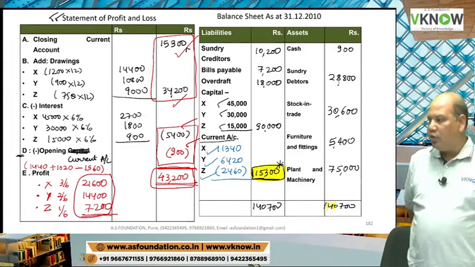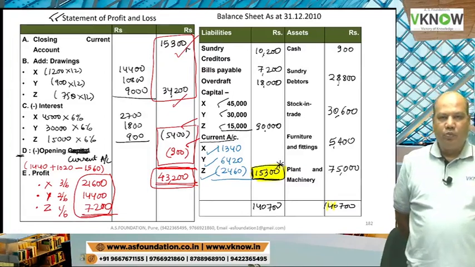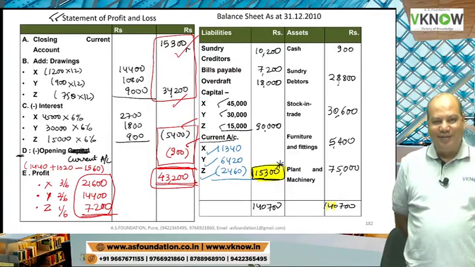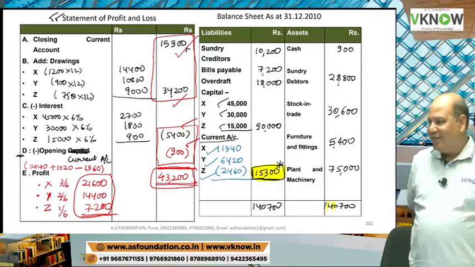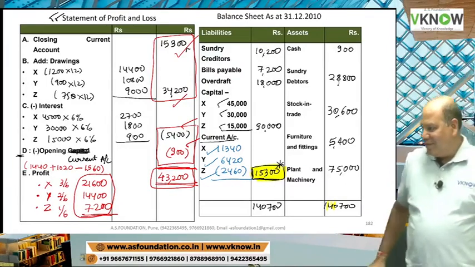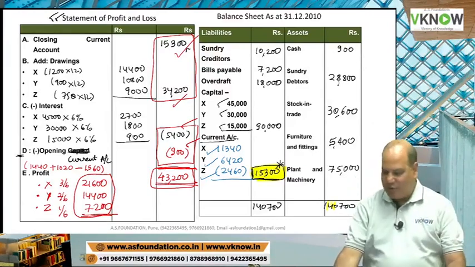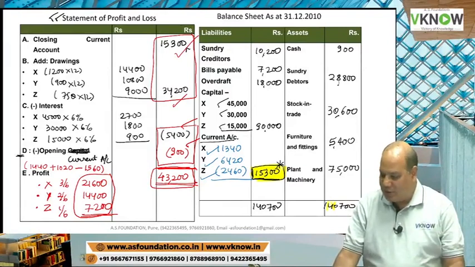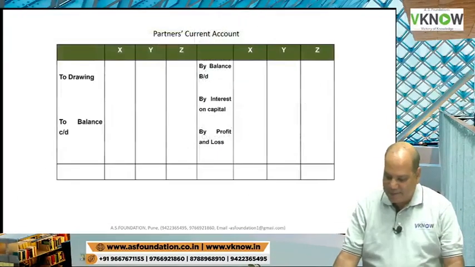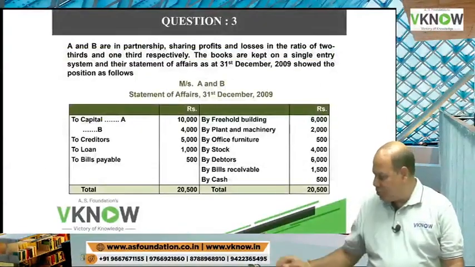Anybody, any query on this question? No query? We'll do one more practice. Practice makes a man, woman, child, and a CA student perfect. Next question, come on. Which is the next question, guess?